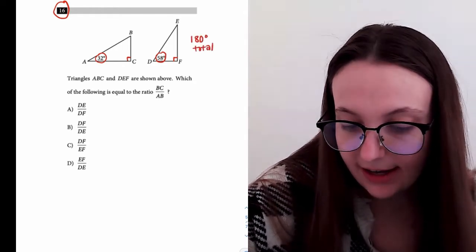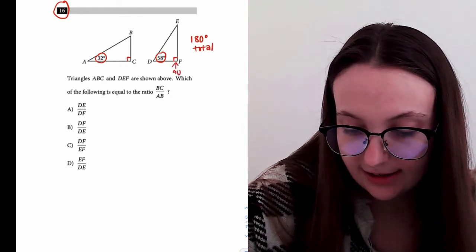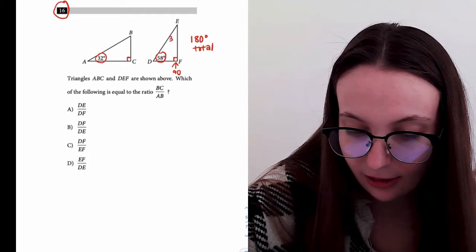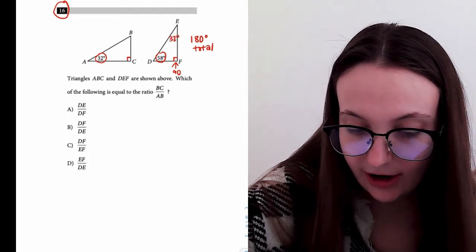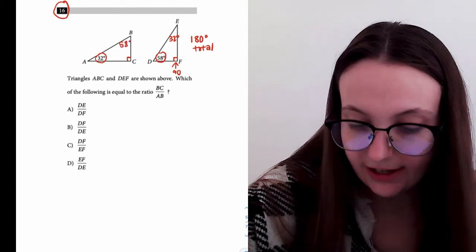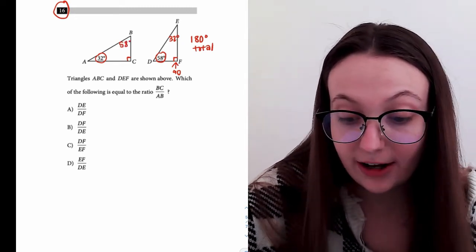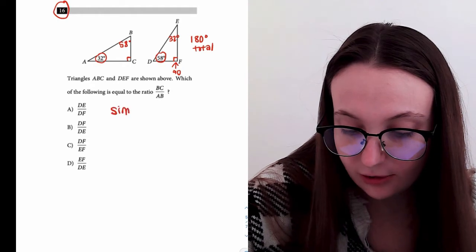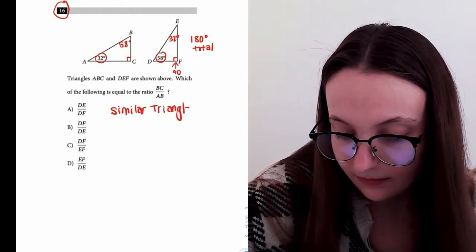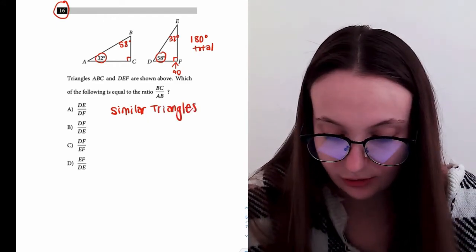So what that means then is that if this one right here is 90 and this one is 58, angle DEF has got to be 32. And over here, angle ABC has got to be 58 degrees. So we could see that these triangles are actually going to be similar triangles then because they have at least two angles that are congruent to each other.